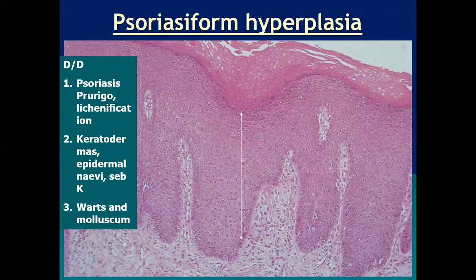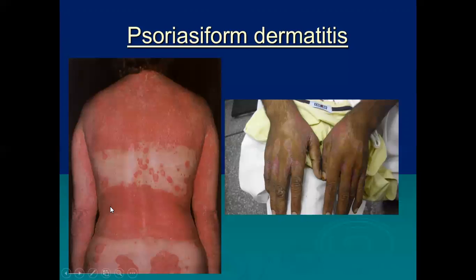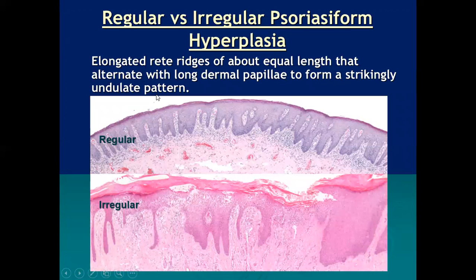So if we talk about psoriasiform pattern or psoriasiform hyperplasia, it means thickening of the stratum spinosum to more than 15 cell layers thick. Different conditions which are characterized by psoriasiform hyperplasia include psoriasis, prurigo, lichenification, keratodermas, epidermal nevi, seborrheic keratosis, warts, and molluscum contagiosum. These are different patterns of psoriasiform hyperplasia.